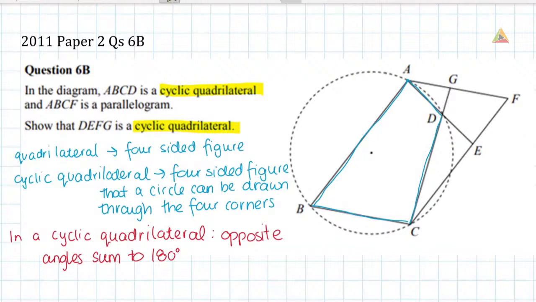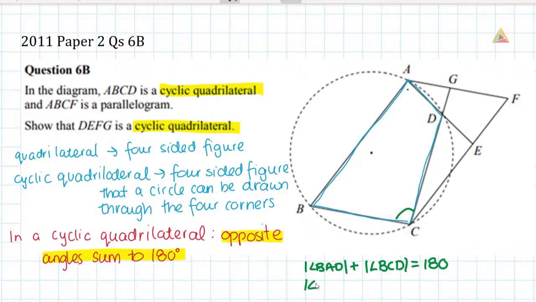So that's a really important quality about cyclic quadrilaterals, is that opposite angles are going to sum to give 180 degrees. So when I look at this cyclic quadrilateral, I can see that the size of the angle from B to A to D plus the size of the angle from B to C to D are going to add up to give 180 degrees. So this angle and this angle are going to sum to give 180 degrees.